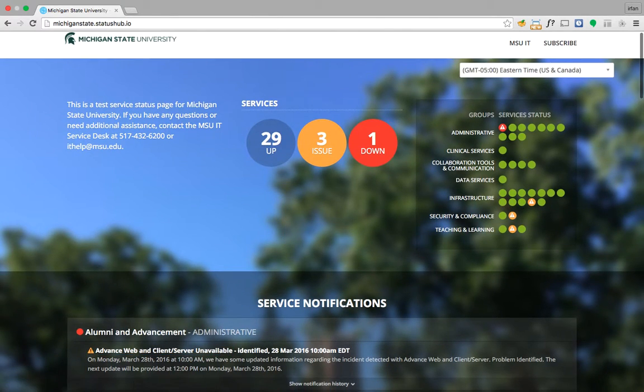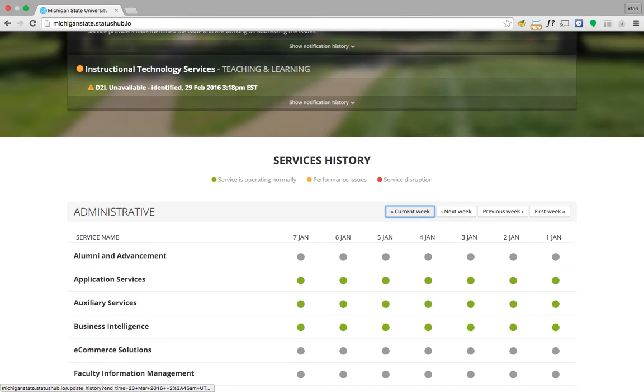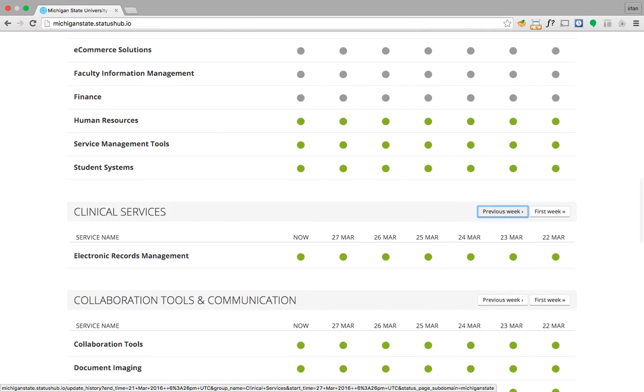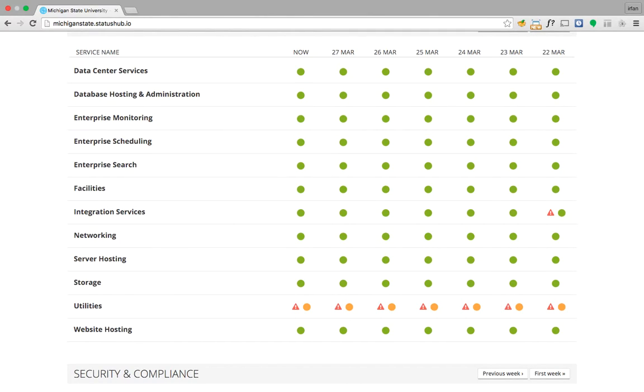And then as I'm going through, it looks like I'm at the very bottom, at this alumni and advancement message. And then I'm going through the different messages. So far, so good. And it's going through the navigation for each service: history, current week, next week, previous week, first week, and so on and so forth, which is going pretty well. And I'm just iterating through the page right now.